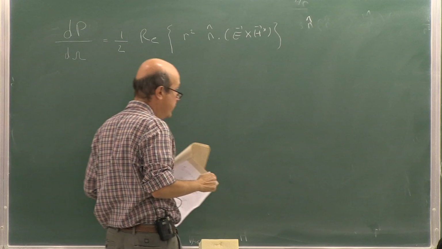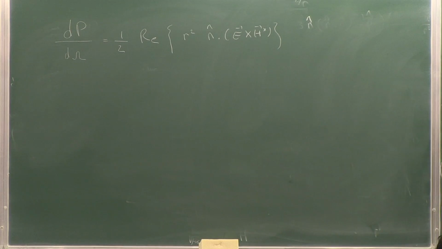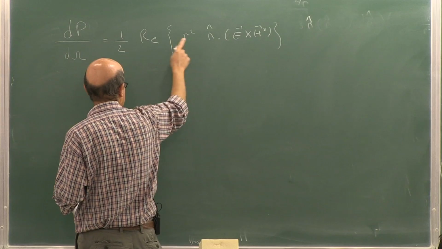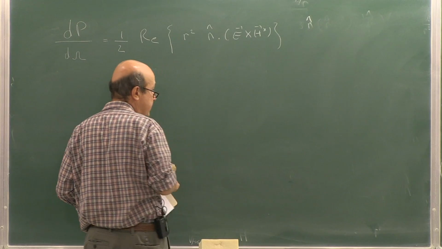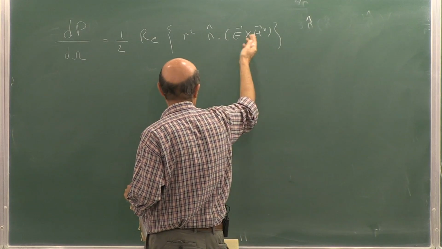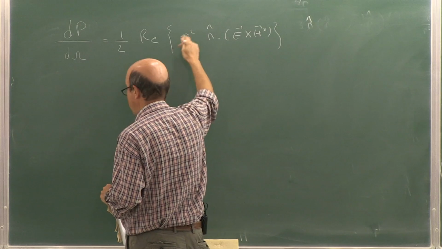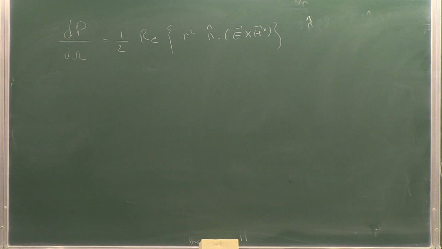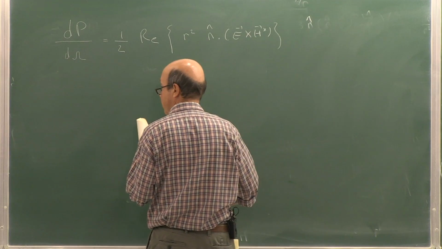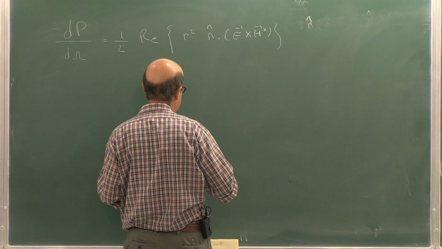So 1/2 E cross H complex conjugate is the vectorial quantity, energy per second per area. The area element is nothing but the solid angle times R squared. And as I said earlier, E and H go as 1/r, so the cross product and dot product will be 1/r squared, and the R squares will be cancelled out. That means that you can observe the radiation at any distant point, at infinity. So let us find the expression first for the power emitted per solid angle.